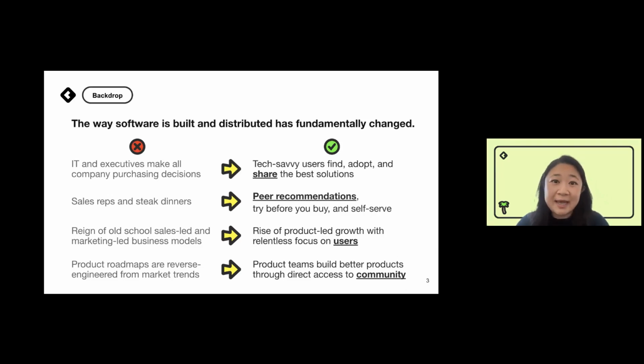They want to be able to influence the product roadmap by directly engaging with product leaders like ourselves. And so, what we're increasingly seeing is that software buyers are turning to user communities as a way to accomplish all of this.